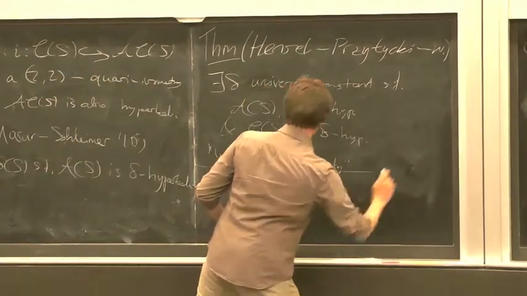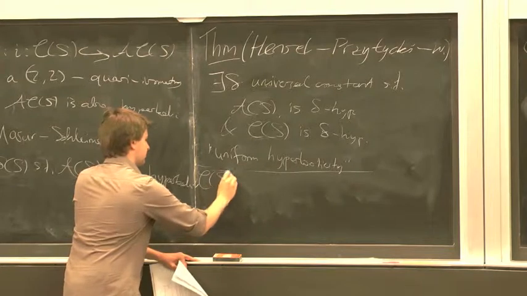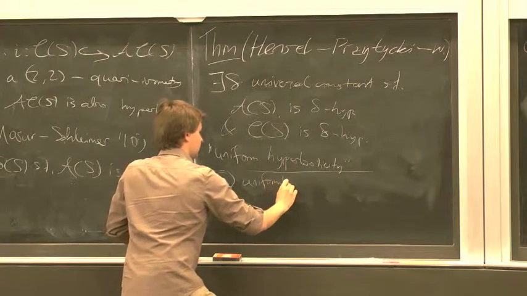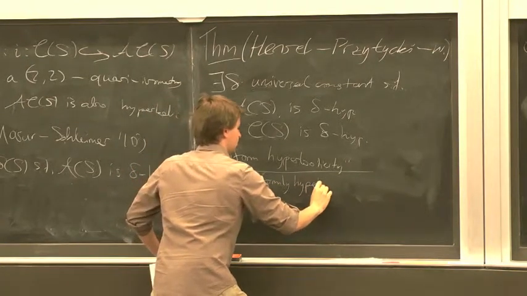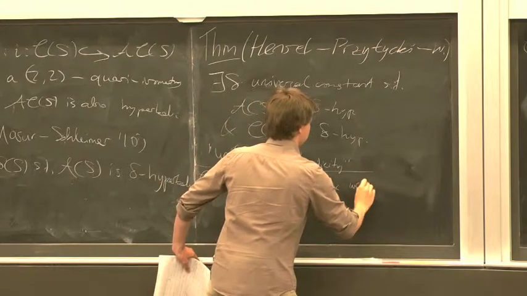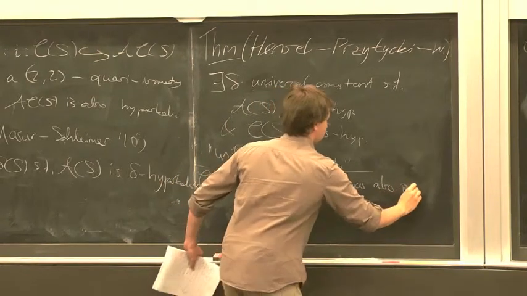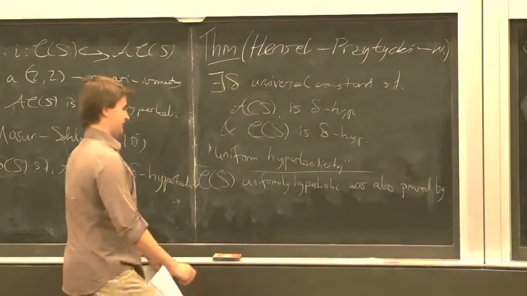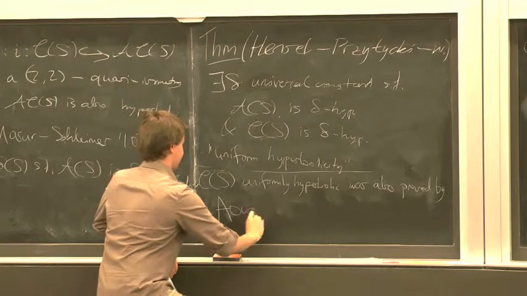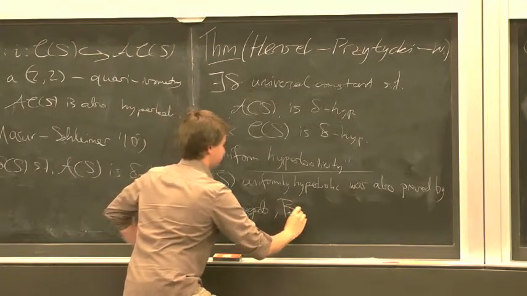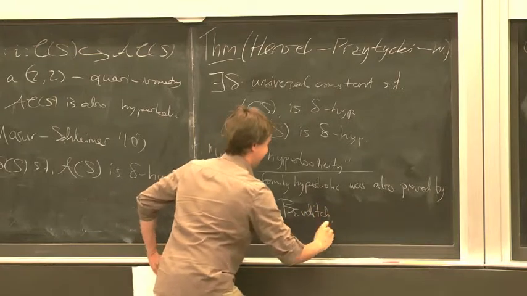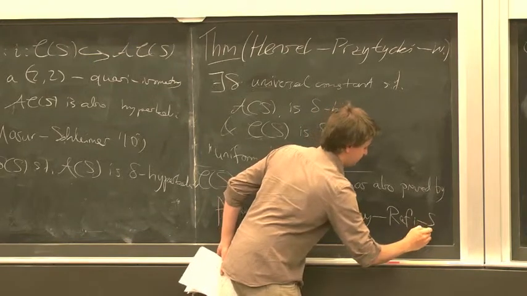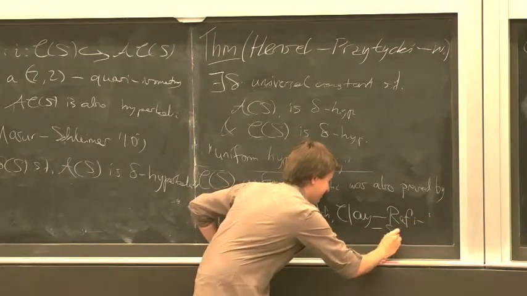So the curve graphs being uniformly hyperbolic was also proved by Aougab, and Clay, Rafi and Schleimer, and Bowditch. Sorry about this noise.